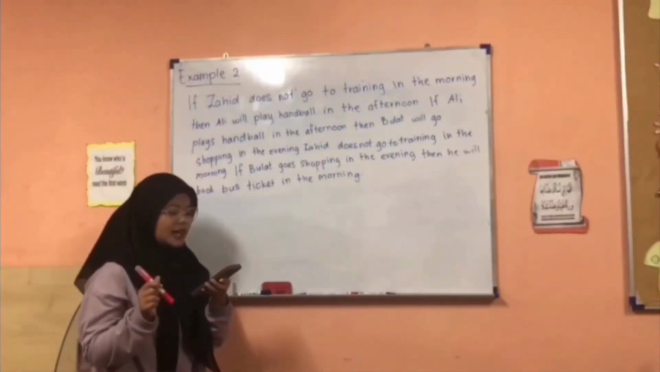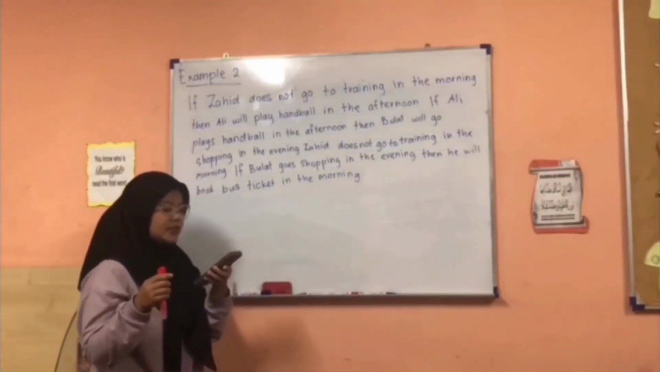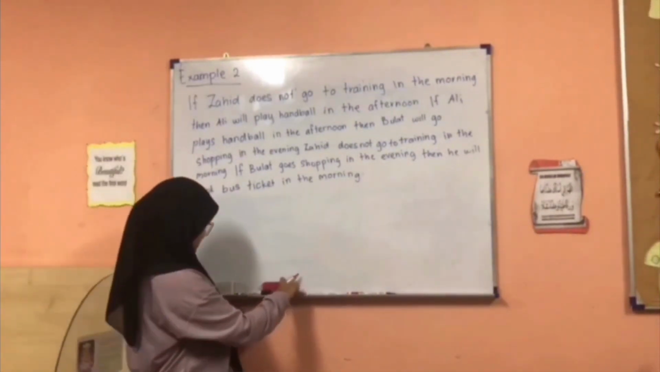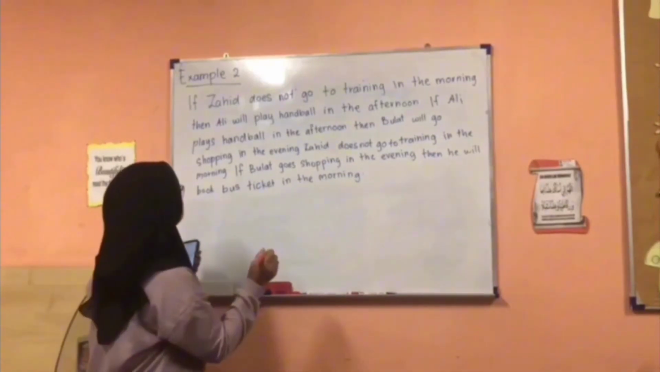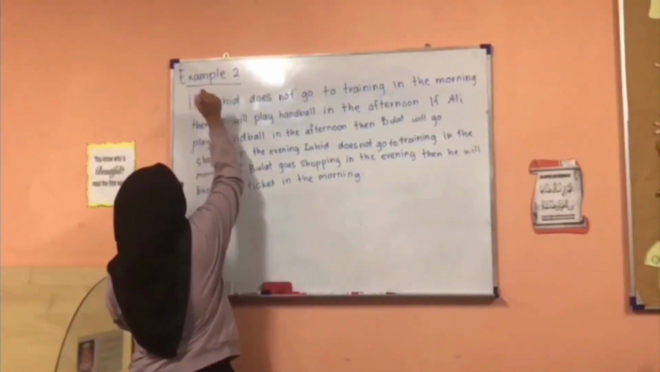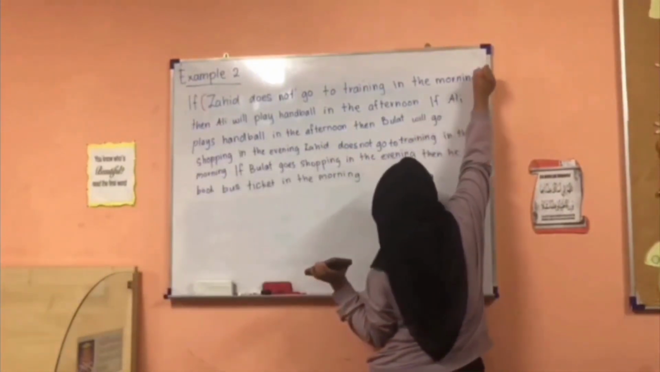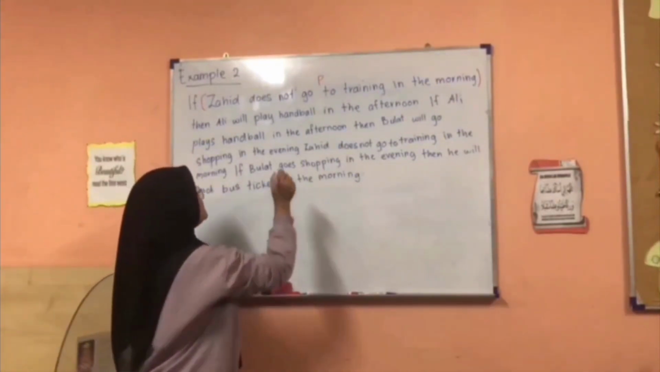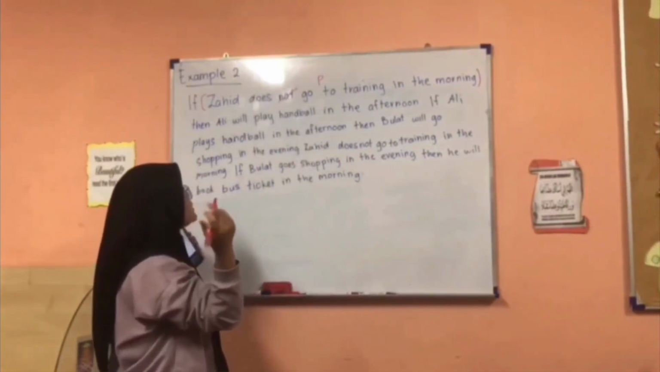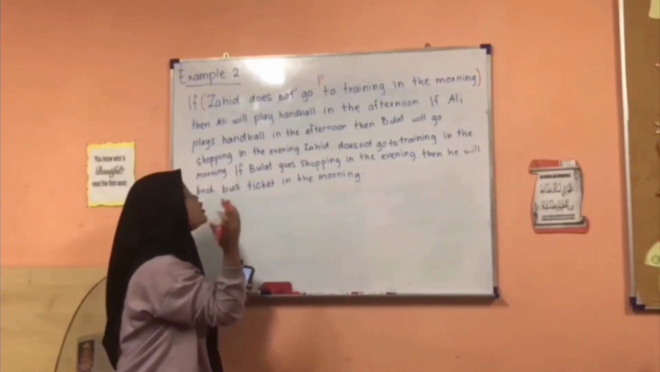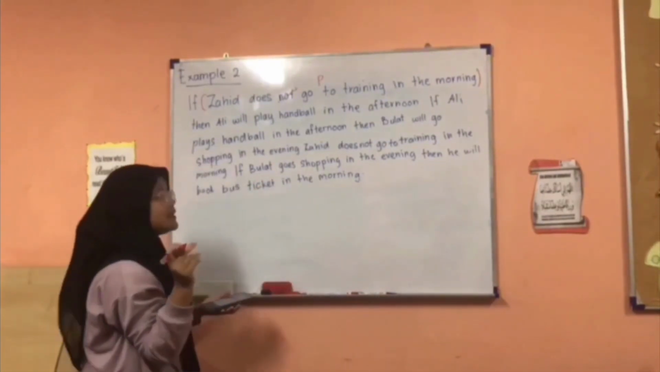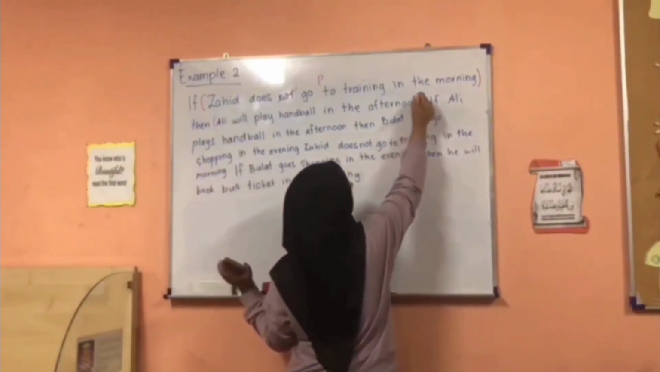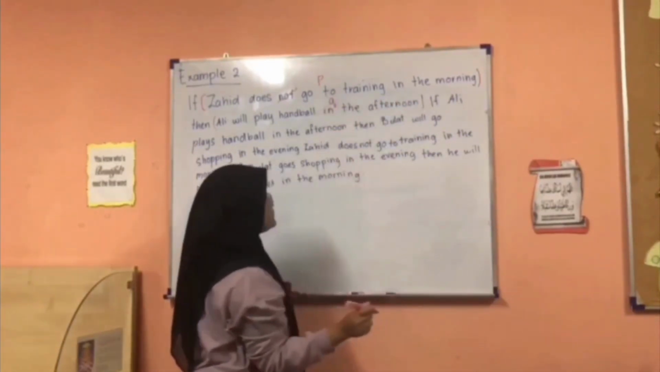So, the first question asks, write all the four primary statements using the variables P, Q, R, and T. So, the first statement is P. Zahid does not go to training in the morning is a P statement. But we know that a statement cannot be a negative statement. So we remove the not, and the P statement will be Zahid goes to training in the morning. And the second statement is Q, which is Ali will play handball in the afternoon.